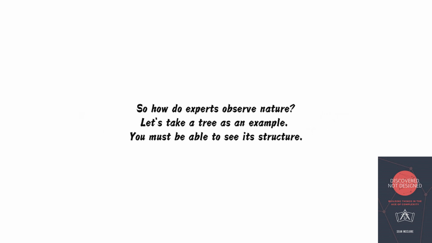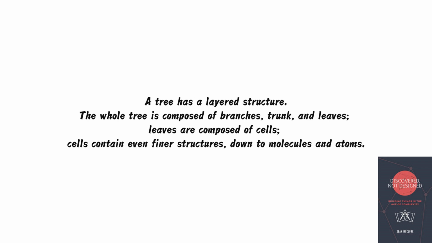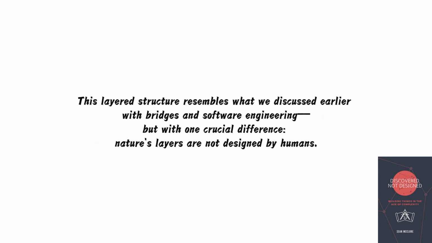So how do experts observe nature? Let's take a tree as an example. You must be able to see its structure. A tree has a layered structure. The whole tree is composed of branches, trunk, and leaves. Leaves are composed of cells. Cells contain even finer structures, down to molecules and atoms. This layered structure resembles what we discussed earlier with bridges and software engineering, but with one crucial difference. Nature's layers are not designed by humans.